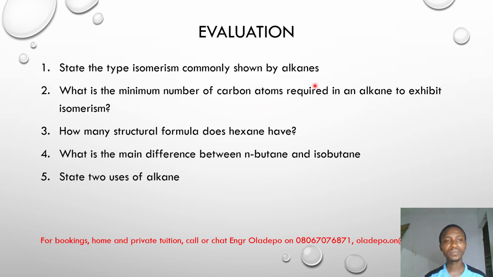Alright, now to assess what we've been learning so far, we have an evaluation. The first question reads: state the type of isomerism shown by alkanes. 2. What is the minimum number of carbon atoms required in an alkane to exhibit isomerism? 3. How many structural formulas does hexane have? 4. What is the main difference between N-butane and isobutane? And finally, state 2 uses of alkane.